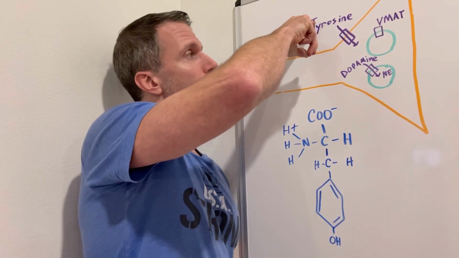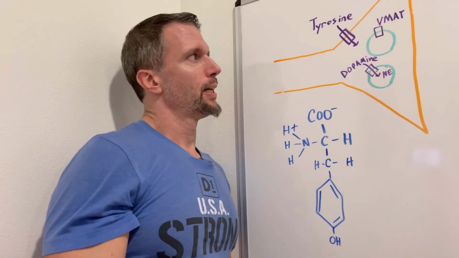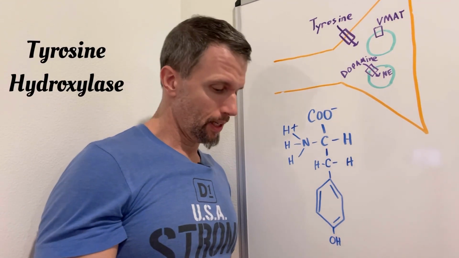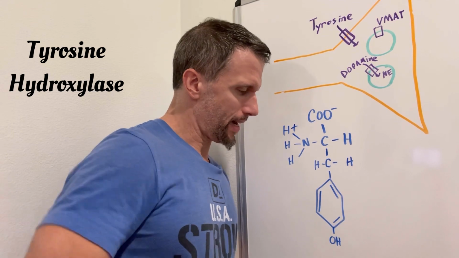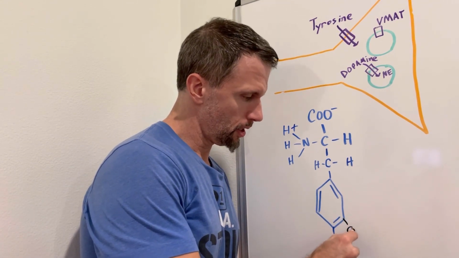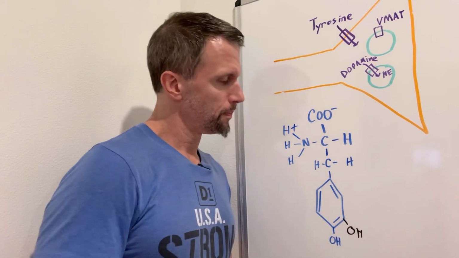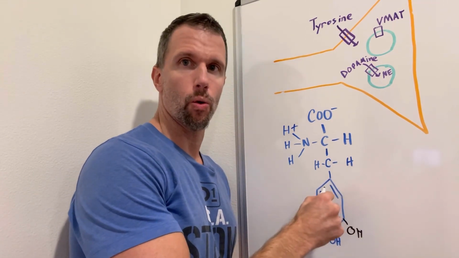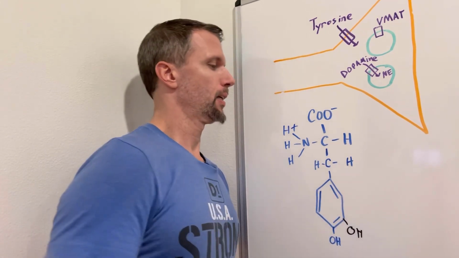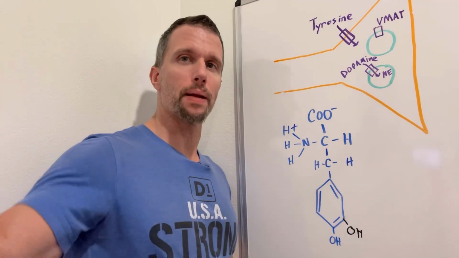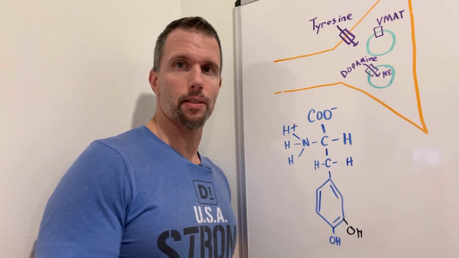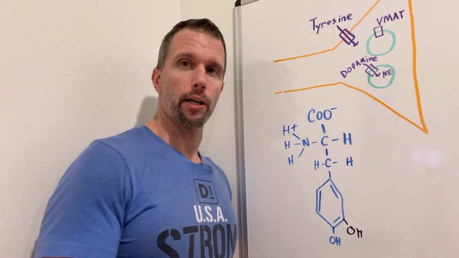So tyrosine moves in to the axon terminal, and there's an enzyme in the axon terminal called tyrosine hydroxylase. And what it'll do is it'll add a hydroxyl group to this benzene. And now this is our catechol ring, and that's why we call them catecholamines, because it has a catechol ring. And we'll see why it's called catecholamine in a minute. So now we have a different molecule. This is called L-DOPA. It's the precursor to dopamine.